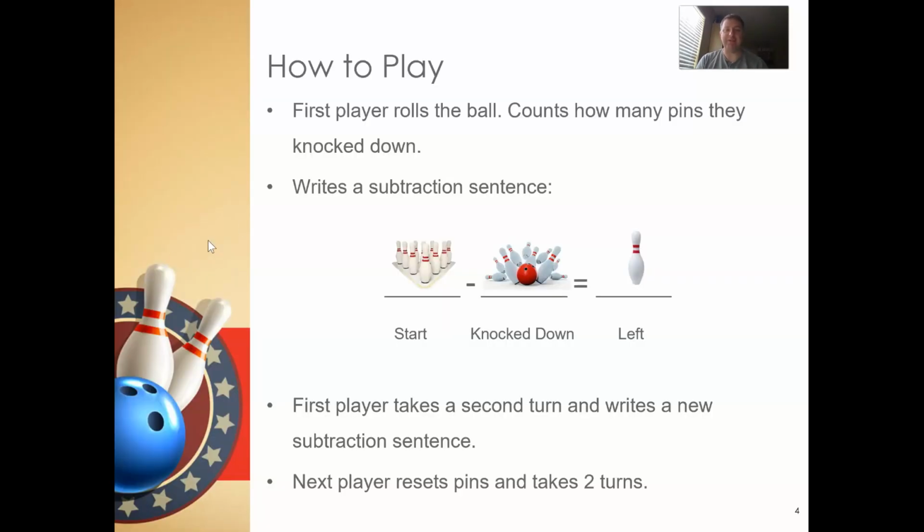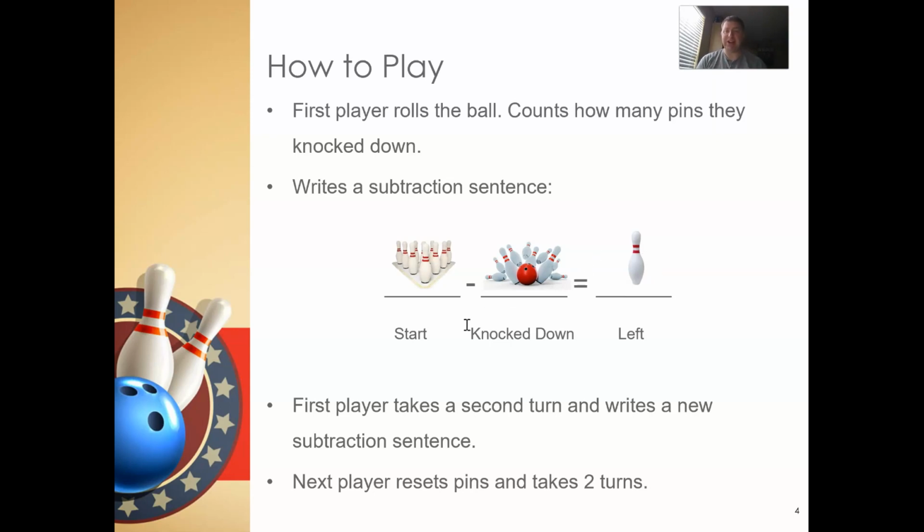And here's how to play. First, the player rolls the ball down the alley and counts how many pins they knock down, and then writes a subtraction sentence. A subtraction sentence is how many pins you have to start, minus or take away how many you knock down, and then how many are left is what is equal. So how many pins to start, take away how many is knocked down, equals how many is left.